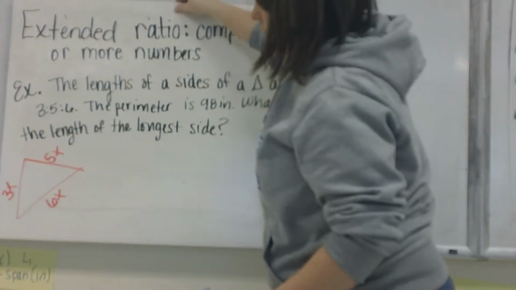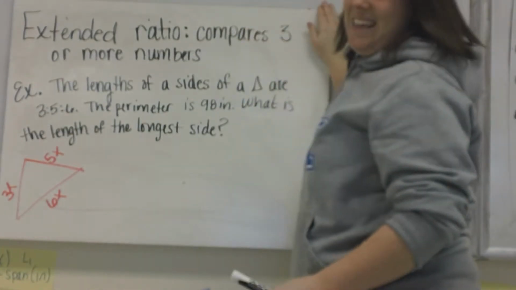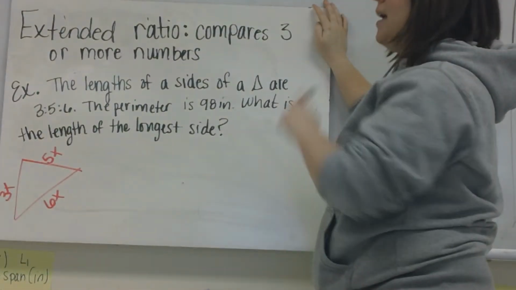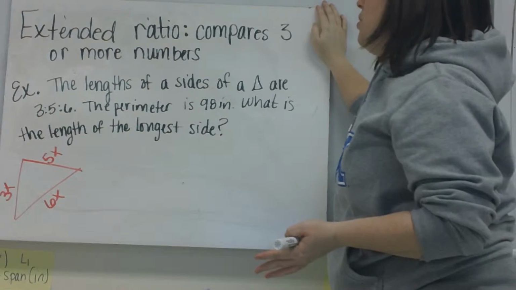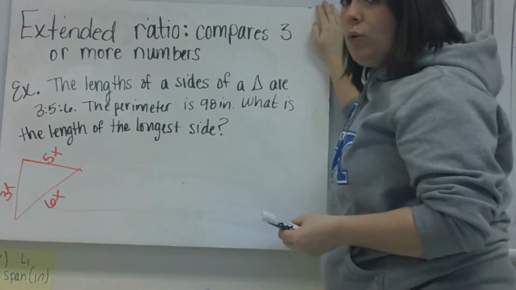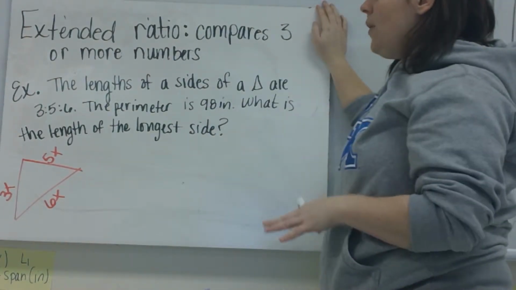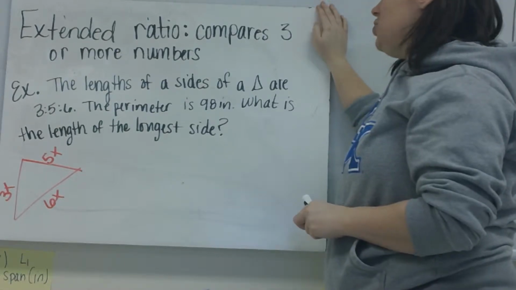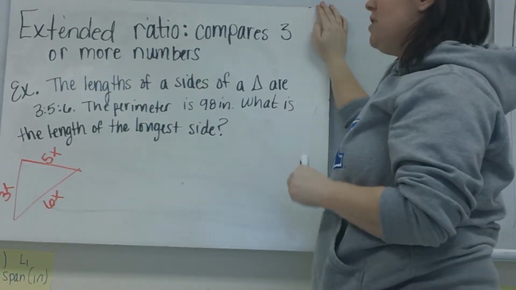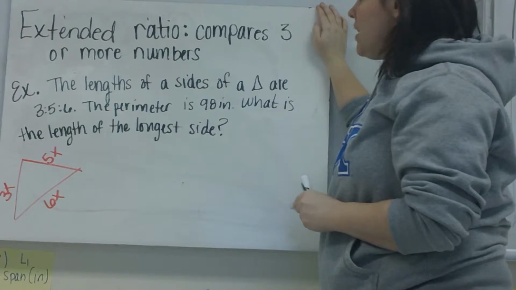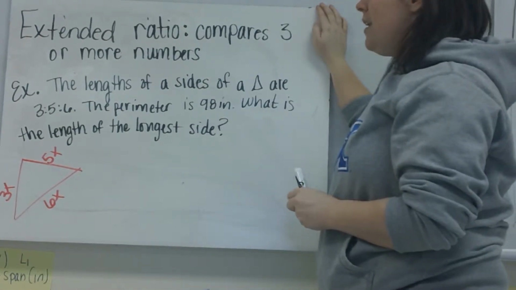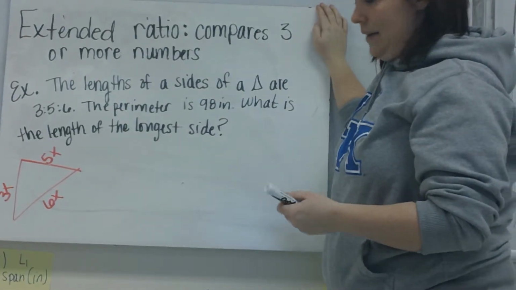Right, moving on to something that is very big, and I've seen on ACTs, and a lot of you are getting to that point where you're ready to take that ACT for the first time. And this is an extended ratio, which compares 3 or more numbers. So the example I have is the lengths of the sides of a triangle are 3 to 5 to 6. The perimeter is 98 inches, and it says what is the length of the longest side.